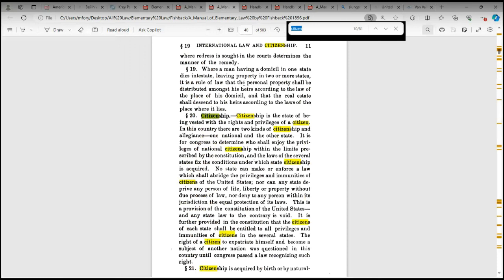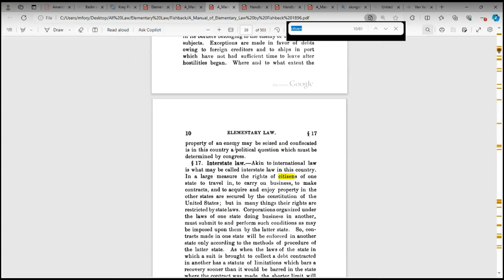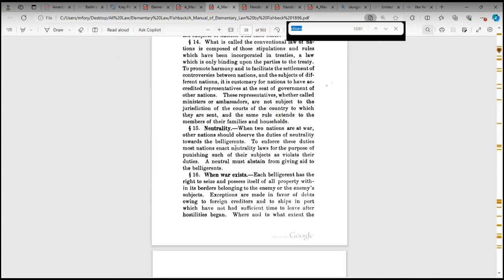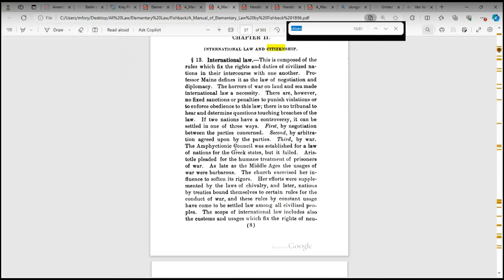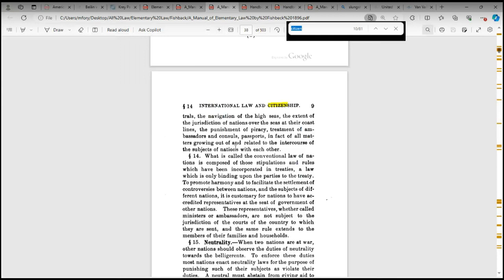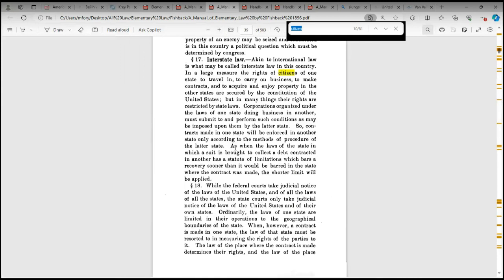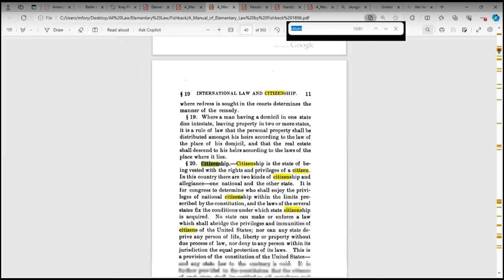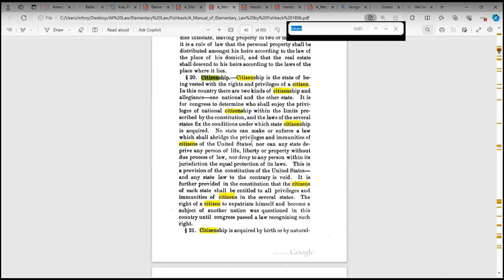The third book. This is by Fishbeck. This is a manual on elementary law. Let me see what's above it, if I need to read above first. International law and citizenship. I'm not going to read that. I'll let you guys decide if you want to read that, meaning if you want the book, just let me know in Telegram.